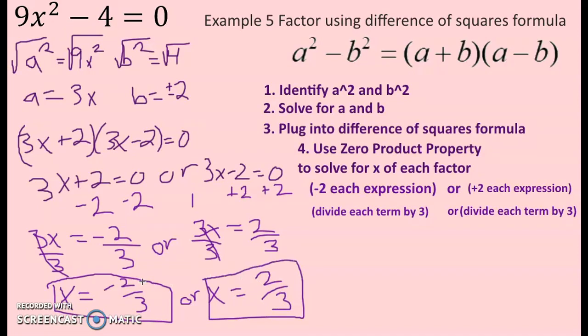So our solutions are x equals negative 2/3 and positive 2/3. We have a difference of squares. You'll always have a positive and a negative that are the same, plus or minus 2/3. So it could also be written like this: x equals plus or minus 2/3.